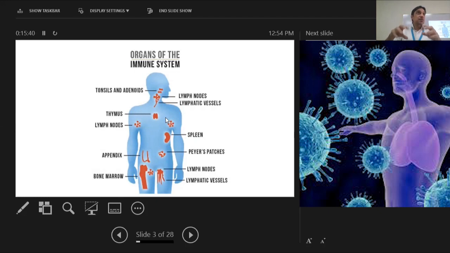So this lymphatic system allows the blood cells to leach out and to touch each and every cell of our body. And after that, it is recollected and put back into the circulatory system.